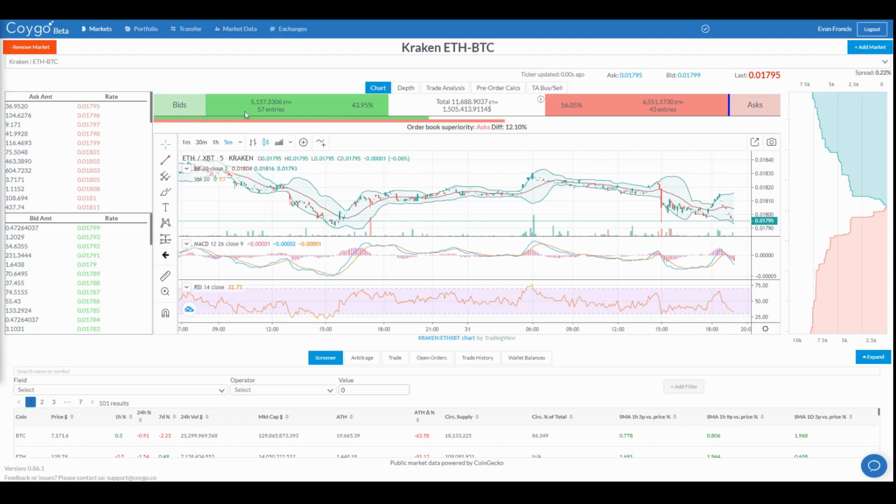On the bid side, there are currently 57 bids totaling around 5,100 Ethereum versus 42 asks totaling 6,500 Ethereum. So we can see there are fewer open orders in asks, but more actual Ethereum locked up in those orders. And down here, these bars show the relationship between the amount of Ethereum locked up in asks versus bids. So there's currently about 12.76% more Ethereum locked up in asks than bids on this market.